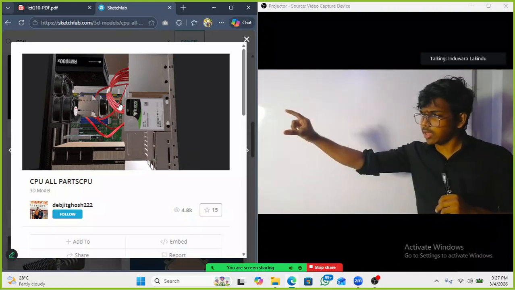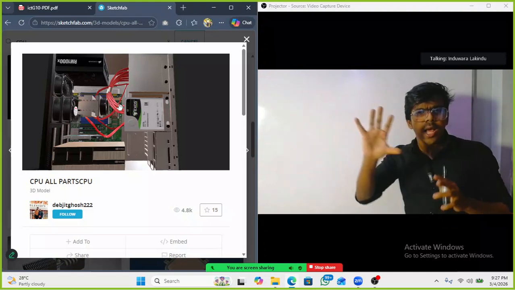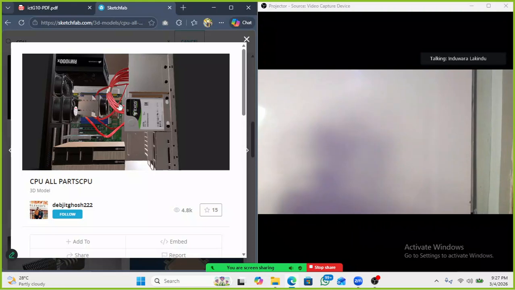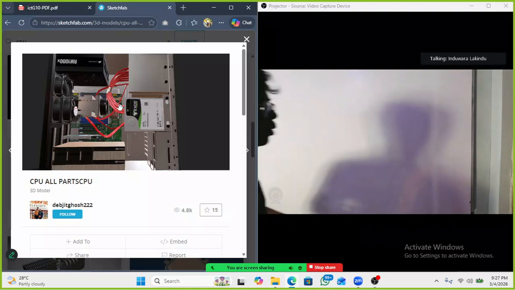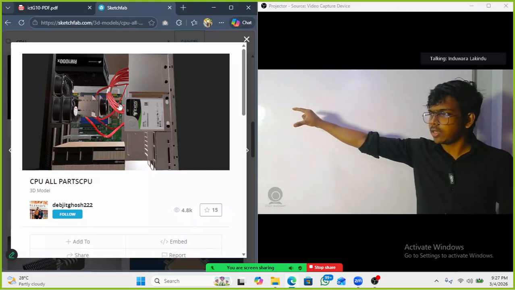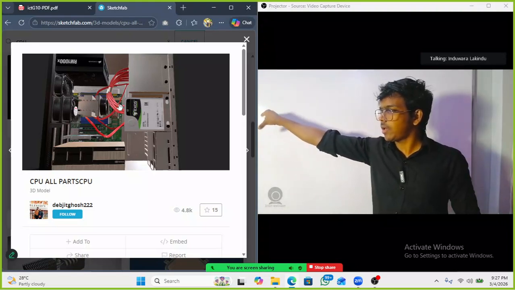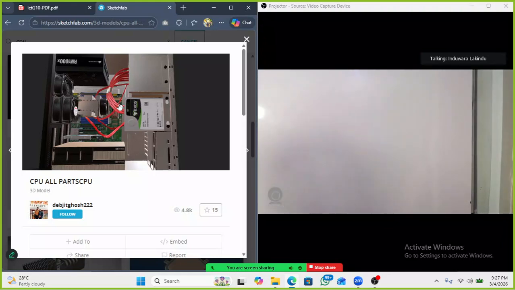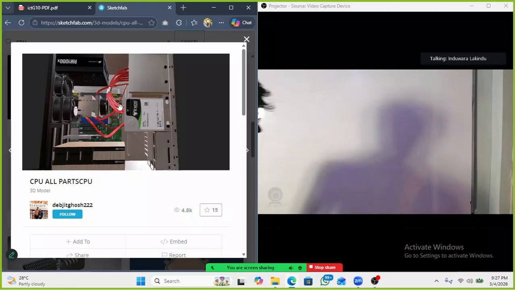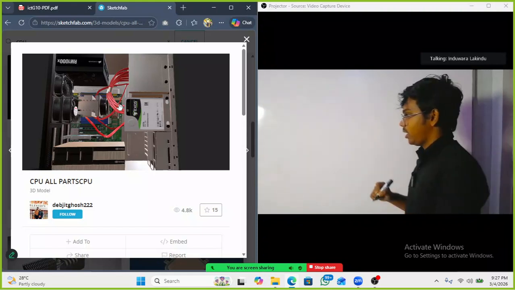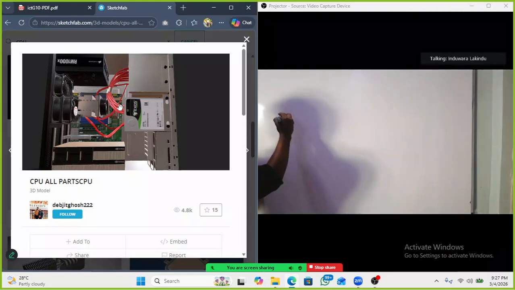Now here, can you see a small green color box connected with red color wires? What is that? If you know, tell me in the chat. Does anyone know? The red color wires are connected. No idea? Come on.